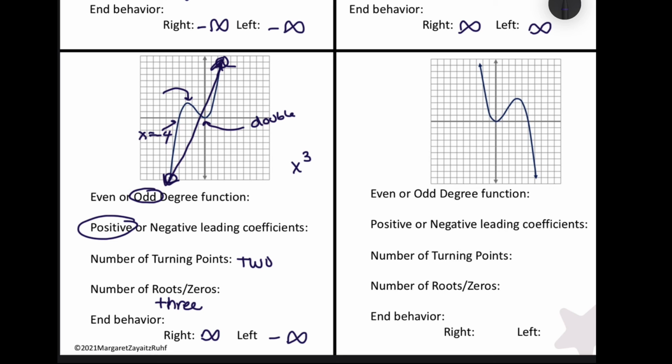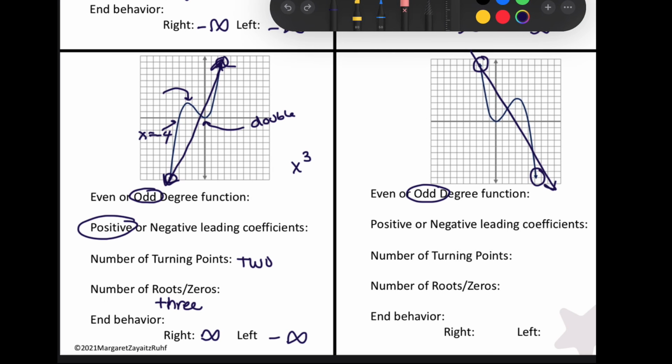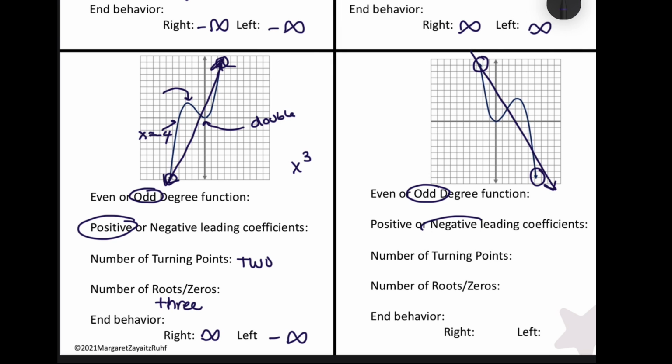One more just to show you all the possibilities that you could have. So this graph, the endpoints are in opposite directions. That lets us know that we have an odd degree function. The overall feel of this graph is starting up high and headed down low. That lets us know that our leading coefficient is negative. Number of turning points, there's one here and there's also one here. So we have 2 turning points.